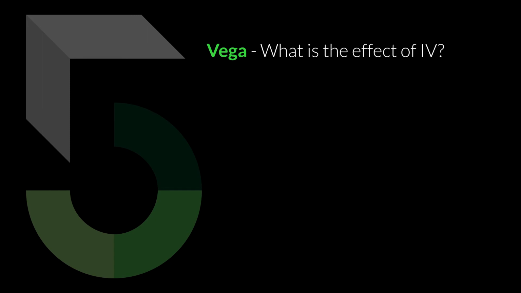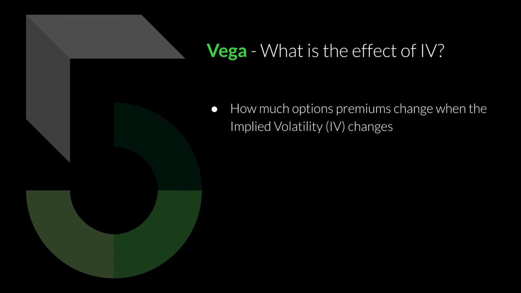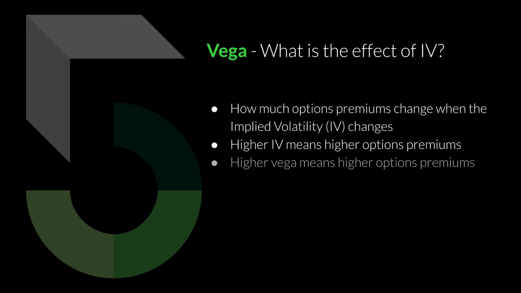Vega. What is the effect of implied volatility? That's this question, and that's what this Greek measures. It measures how much option premiums change when the implied volatility, or IV, changes. The higher the volatility, the higher the option premium is going to be. Therefore, higher Vega means the option premium is going to be higher as well.